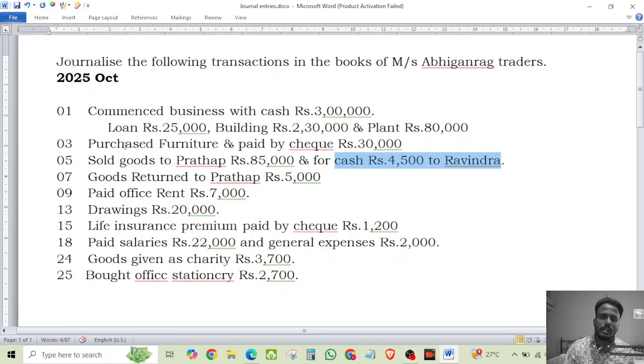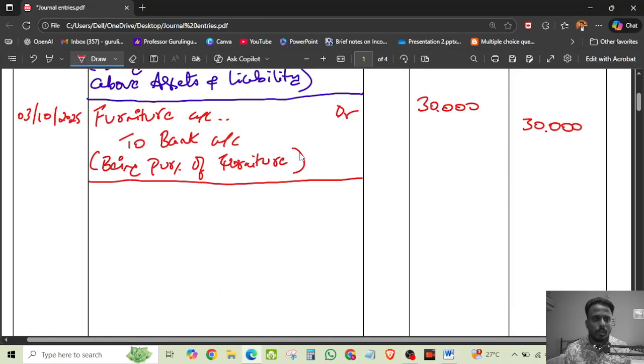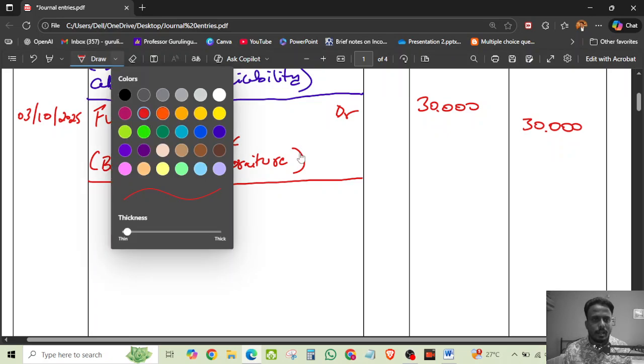Even you can write a compound entry for both. Whenever you are selling for cash you are receiving cash, and whenever you are selling on credit, instead of cash you are supposed to write the name, Ravindra. It's a compound entry, guys. Sold goods to Pratap rupees 85,000 and for cash rupees 4,500 to Ravindra. So it's a compound entry, a mixture of both cash transactions as well as credit transactions.